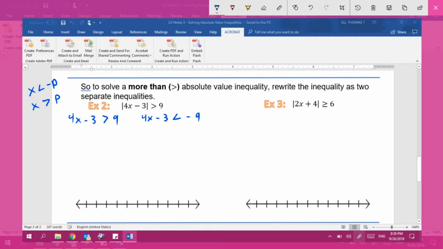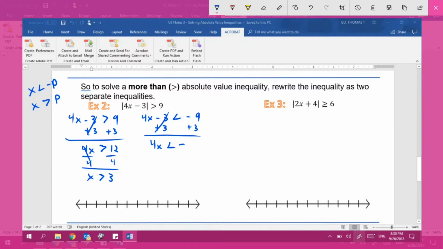So let's see. We're going to add 3 to both sides. Plus 3, plus 3. That leaves me with 4x is greater than 9 plus 3, which is 12. And then we divide by 4 to get x by itself. And we can see that x is greater than 3. For our other equation over here, add 3 to both sides. That leaves me with 4x is less than negative 9 plus 3, which is negative 6. Then divide by 4. And that leaves me with x is less than negative 3 halves.